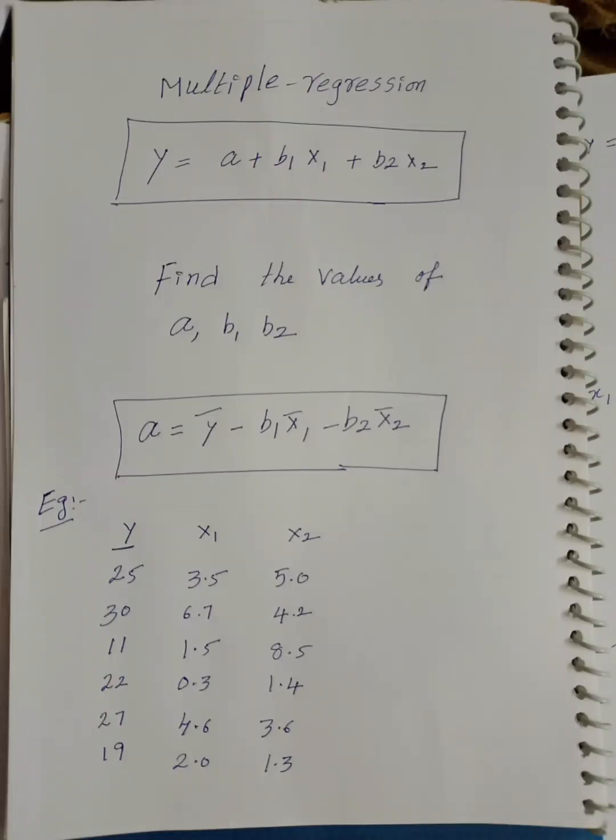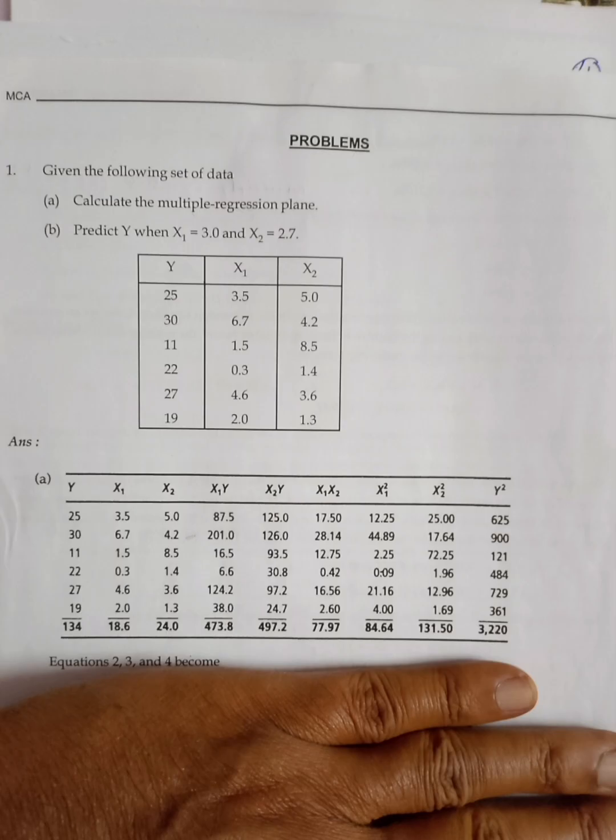My dear students, let us see one problem in multiple regression. The equation for multiple regression is y is equal to a plus b1 x1 plus b2 x2. We have to find out the values of a, b1 and b2 from the given variables. See here, more than one variable you are having. One example problem is also there, my dear students.